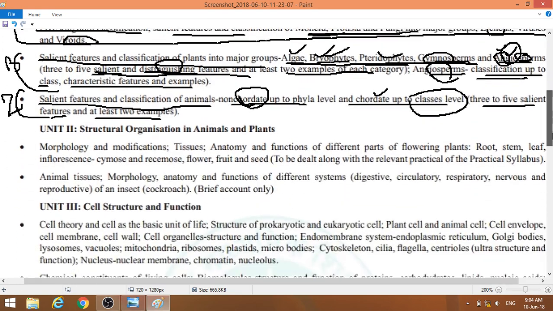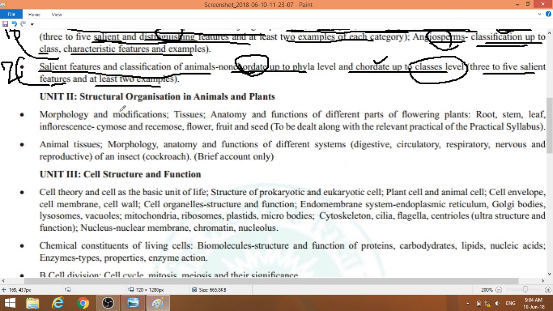Taking another unit, this is structural organization in animals and plants. This is concerned with botany, this is concerned with zoology. In botany you have morphology and modification. Modification is a must. One question came from here: sweet potato is a modified portion.